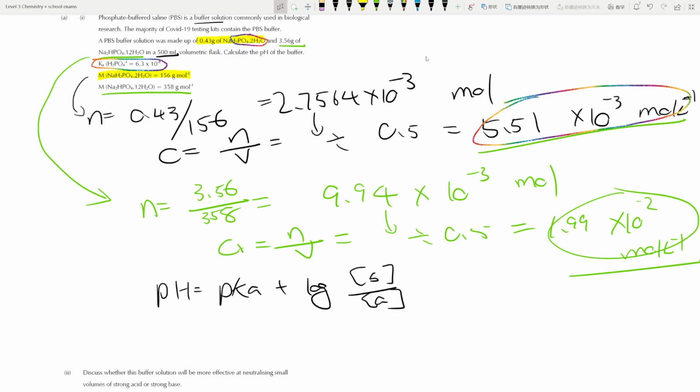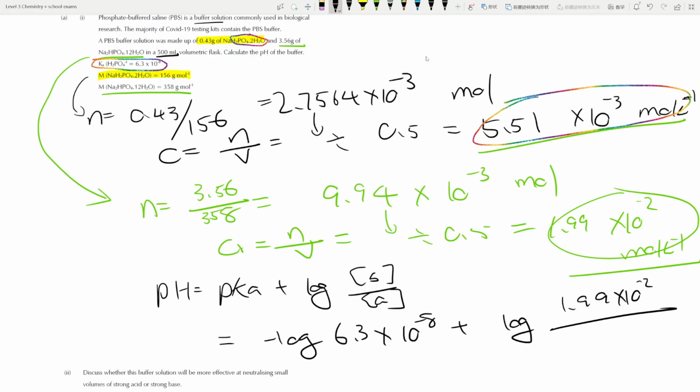Okay, so what's a pKa? pKa is negative log of 6.3 times 10 to the power negative 8. Then plus log, which one's the base? 1.99 times 10 to the power negative 2 divided by 5.51 times 10 to the power negative 3. Okay, so that's that, and pH should be 7.76.